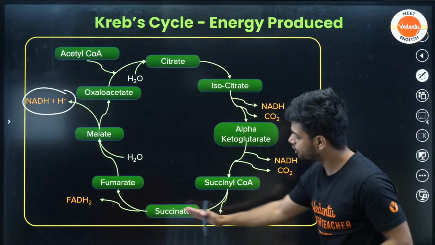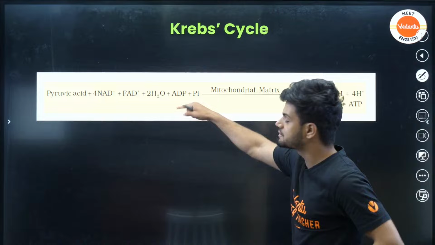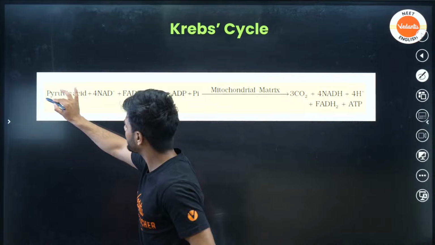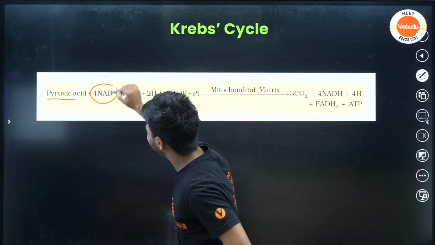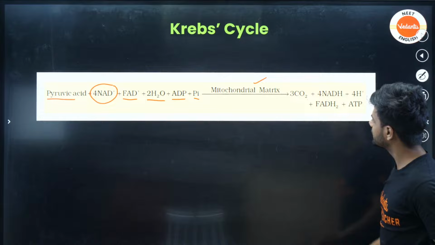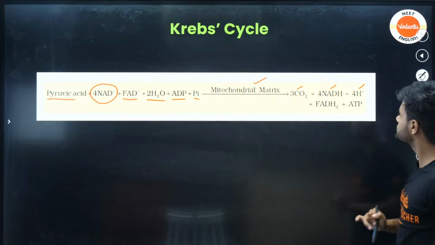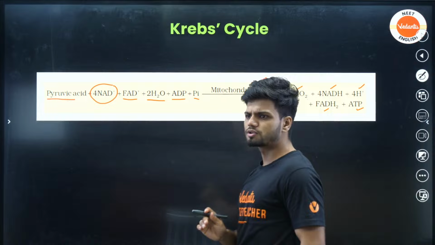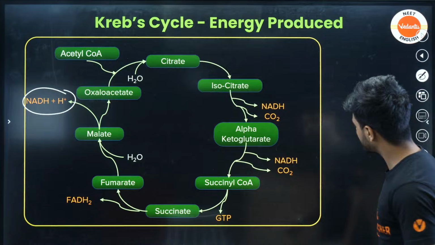In your NCERT, students, if you look at the Krebs cycle formula, it says pyruvic acid plus 4 NAD plus, plus 1 FAD plus H2O plus ADP plus inorganic phosphate. In your mitochondrial matrix, it's getting converted to 3 CO2, 4 NAD plus, 4 H plus, FADH2 and 1 ATP. Do you see some kind of change here? Because I told you here only 2 CO2. But here, sir, they have mentioned 3 CO2.